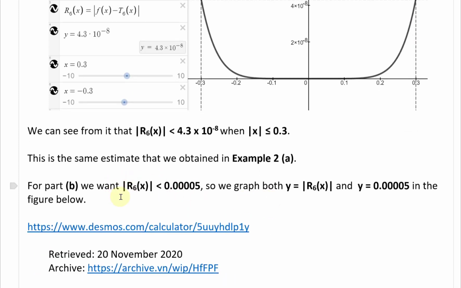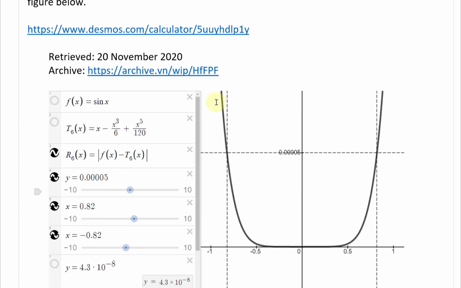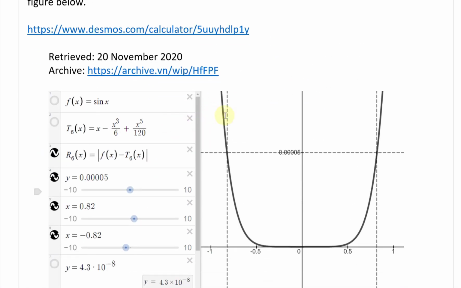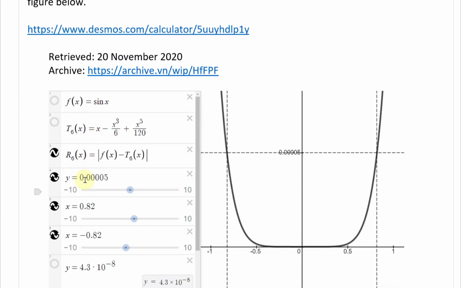And now for part B, we want R6 of x less than 0.0005. So we graph both y equals R6 of x and y equals 0.0005. Note the notation: this is R6, and the other one we called remainder R2, but it depends on how you're counting. It's counting a bunch of zeros that are not shown anymore, because we were looking at the 7th derivative for Taylor's inequality. So now we're going to graph y equals 0.0005, so that's this part right here.